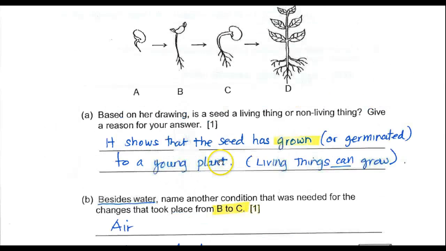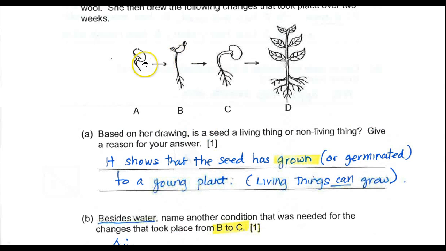Now, besides water, name another condition that is needed for the plants to take place from B to C. It means this part is part of germination. All this from A to C, and B to C is part of germination too. In germination, you do not need sunlight. For any plant to grow or germinate, they need air, food, and water.